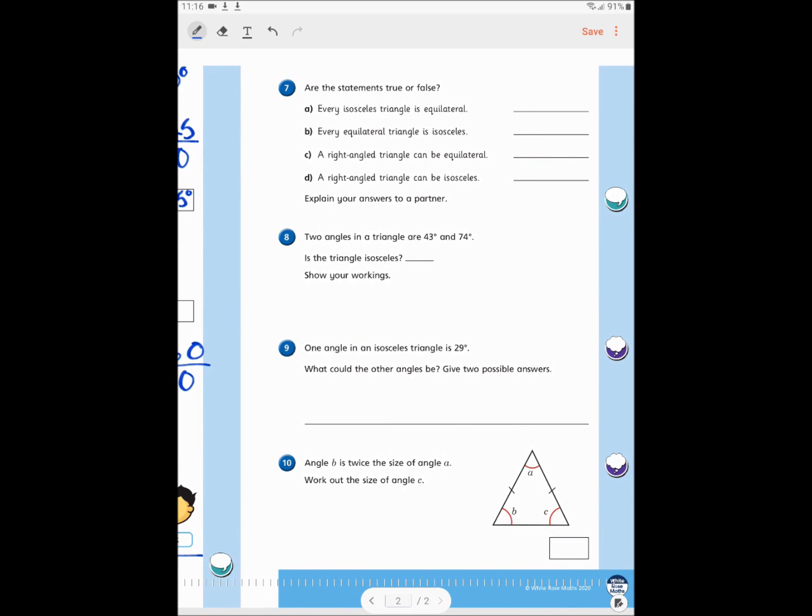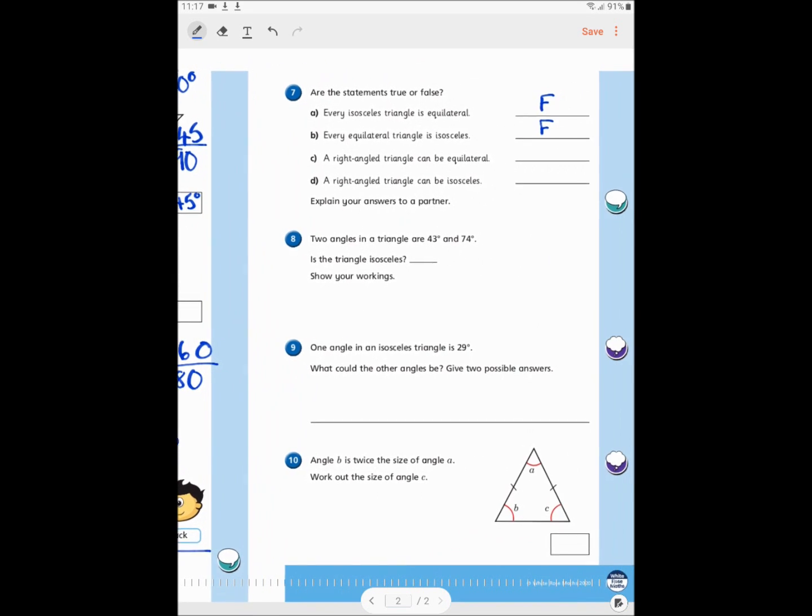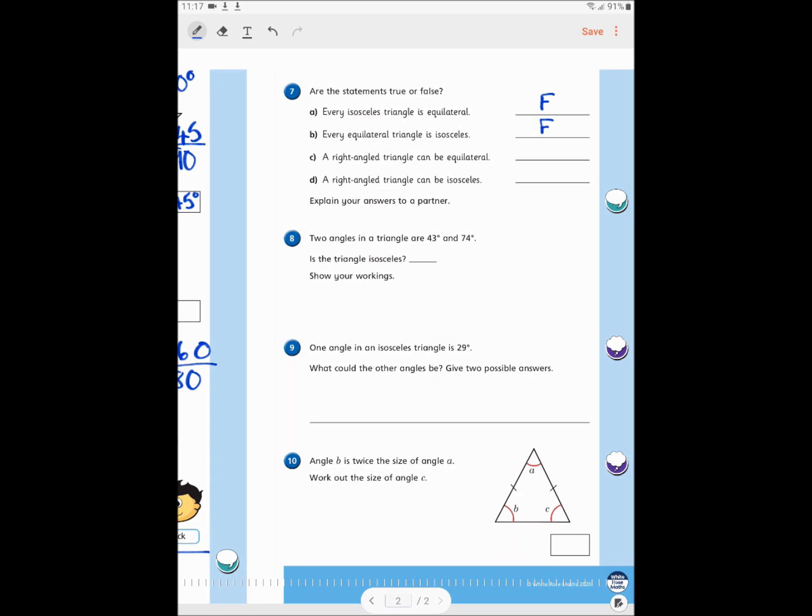Okay, now, lots of you did actually get this one right. An isosceles triangle is equilateral. That's definitely false, okay? You're one or the other. You can't be both. Every equilateral triangle is isosceles. Also false. A right-angled triangle can be equilateral. No, it can't. Because in an equilateral triangle, as we've just proven on this problem over here, every equilateral triangle has angles of 60 degrees, so it cannot have any right angles in. So that is also false.